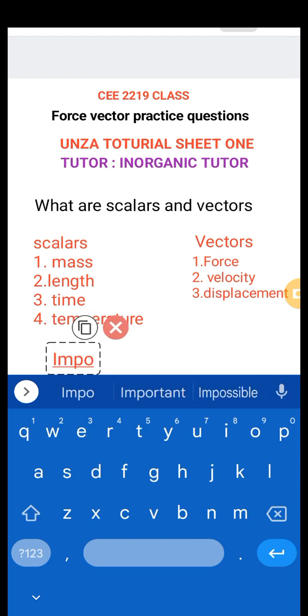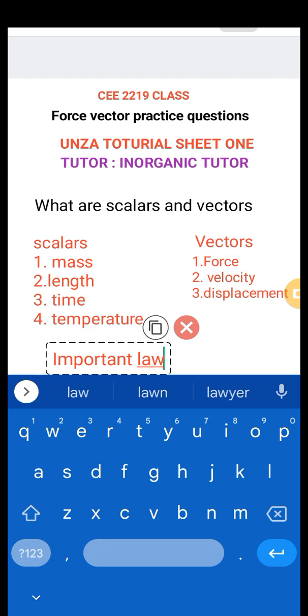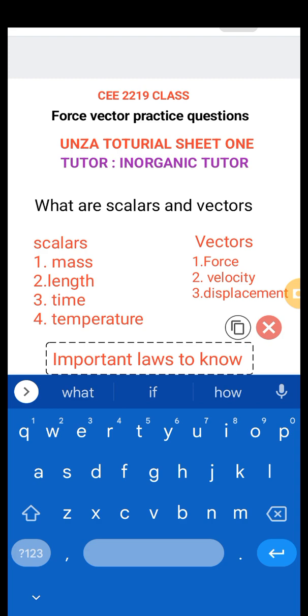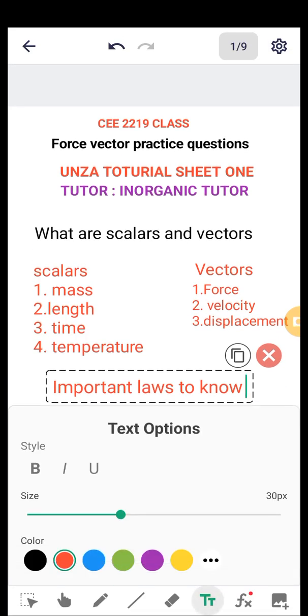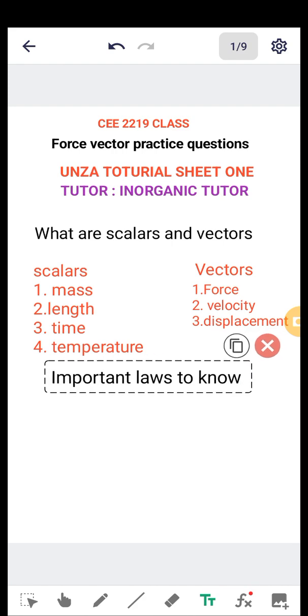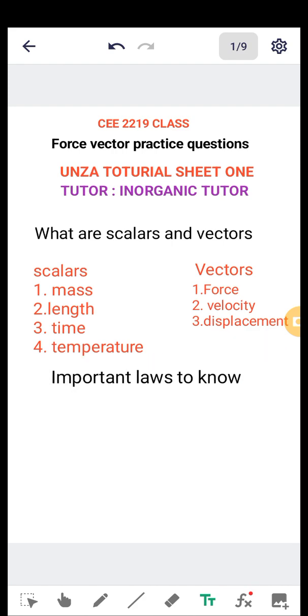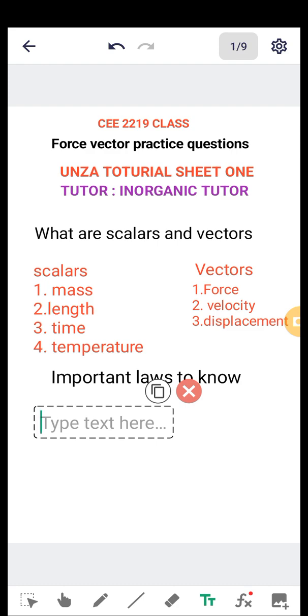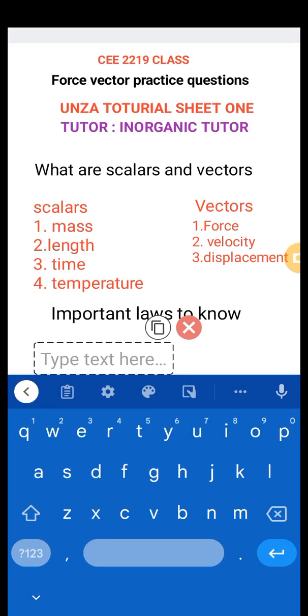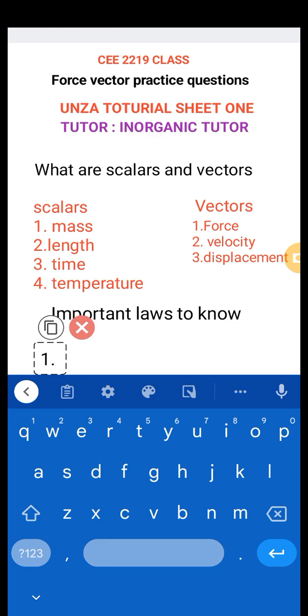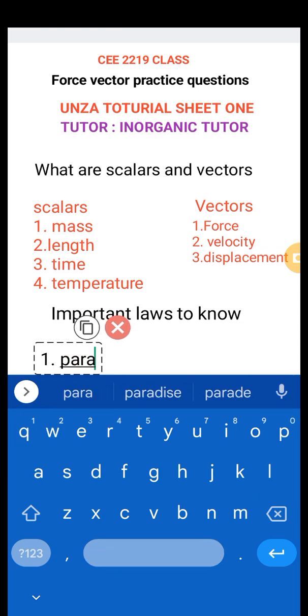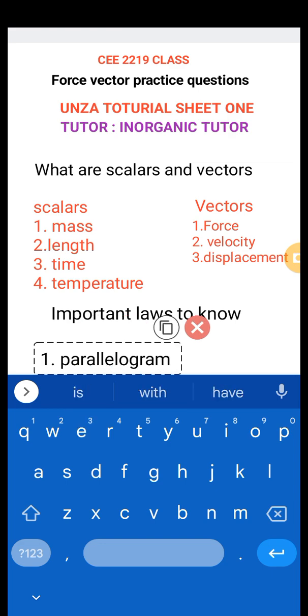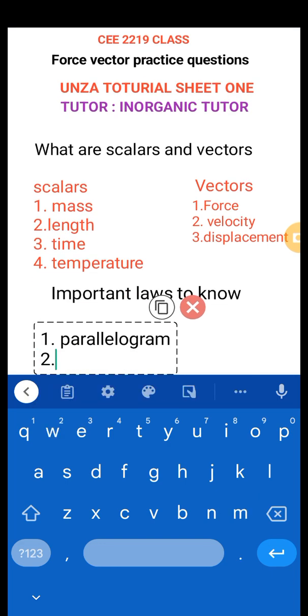So these are the important laws to know. I'm sure these laws you learned them in high school. Important laws, number 1 is what we call the parallelogram. Then the second one is the triangle.